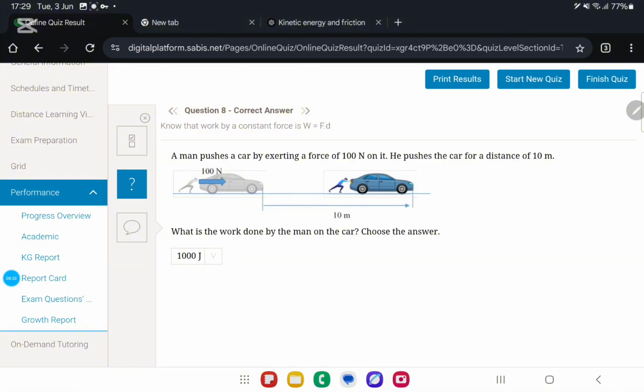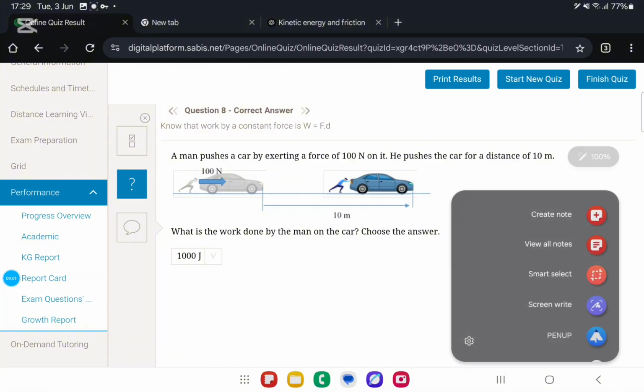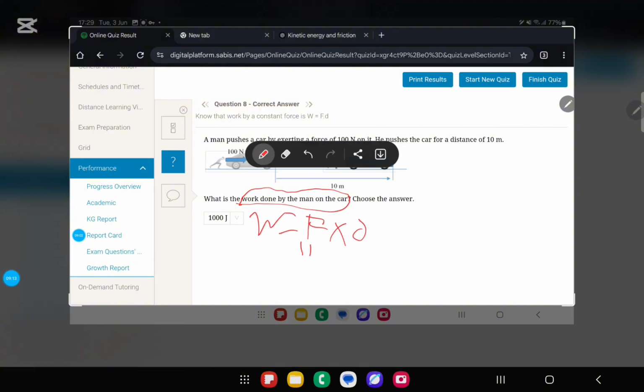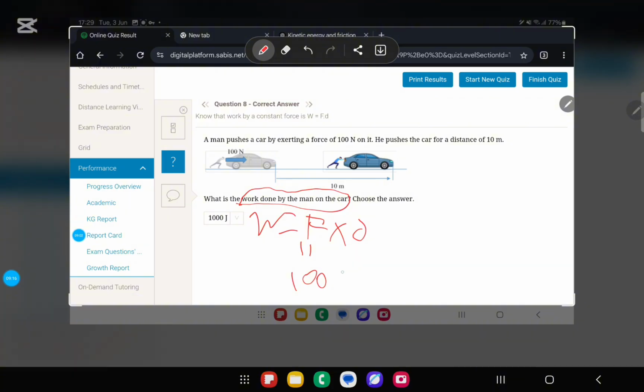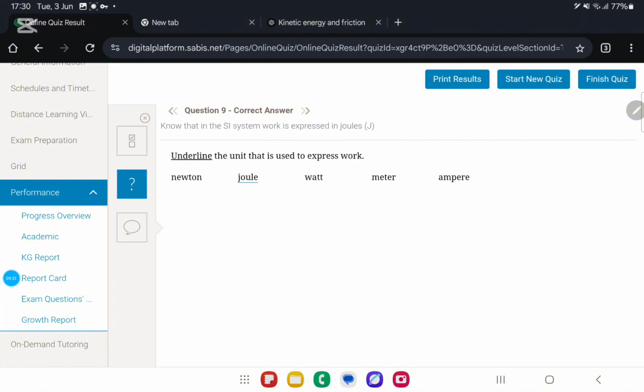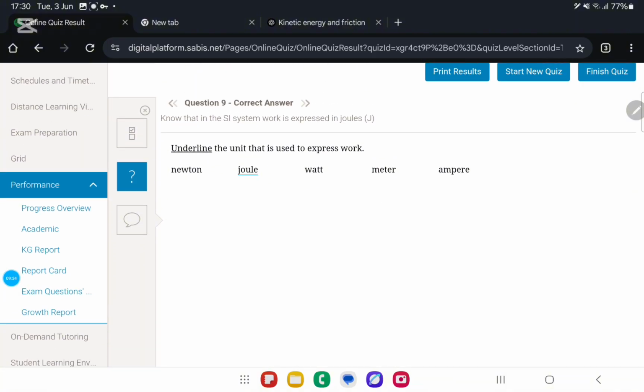Now let's test work. A man pushes a car by exerting a force of 100 newtons on it. He pushes the car for a distance of 10 meters. They're asking for the work done by the man on the car. Like we said, work is equal to force times distance. Force is 100 newtons, times the distance, which is 10 meters. 100 times 10 is 1000 joules. Remember, work is always measured in joules, or J.